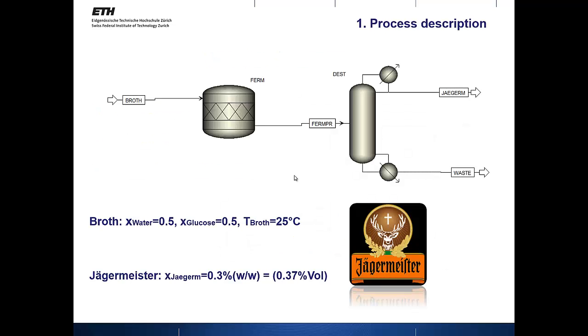So this is our process which we are going to simulate in this tutorial. It consists out of a fermentation part and out of a distillation part. Whereas of course our product is our Jägermeister.